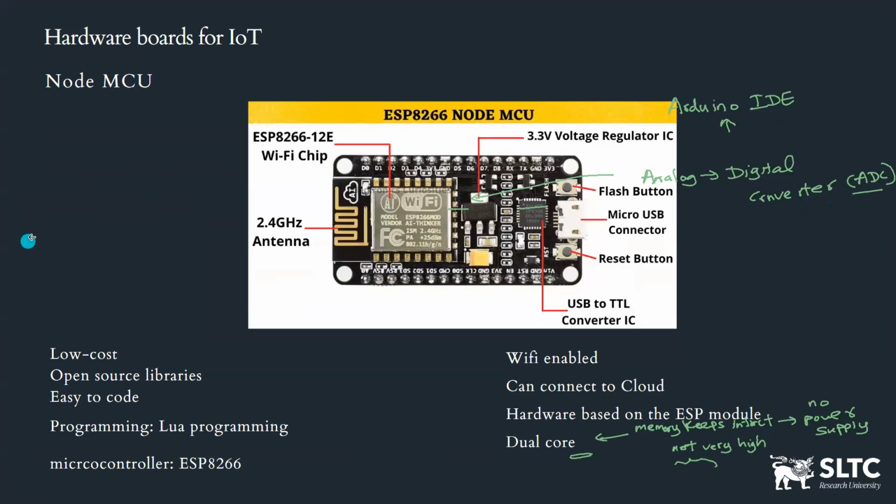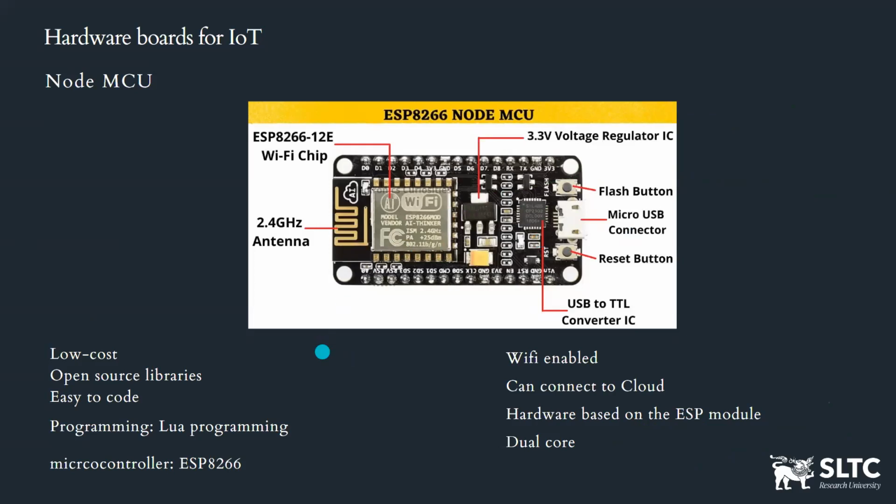So when we talk about the Node MCU board, the microcontroller module that is inside this hardware board is the ESP8266 module, and that module is used to store the operating system and all the data and so on.